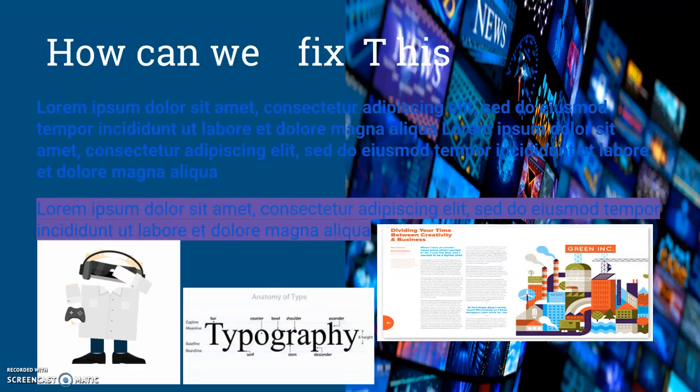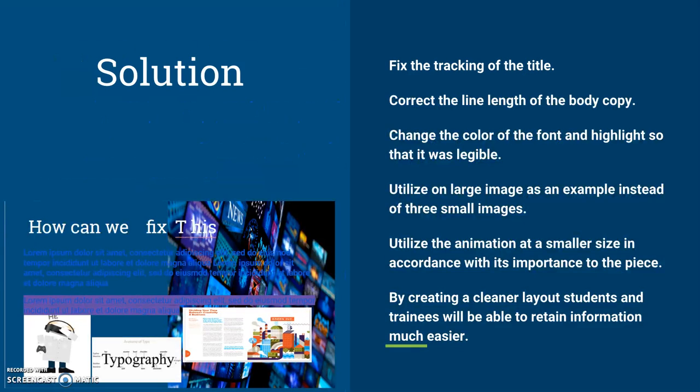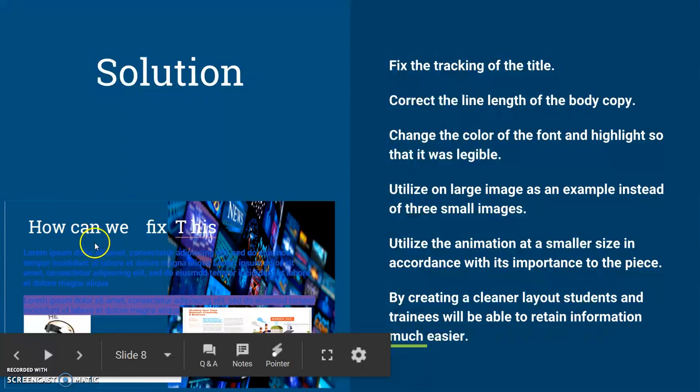How can we fix this image? I decided to put something together for you all to take a look at. I'll give you a couple seconds to take a look at it first. All right. Solution. So to fix this, we can fix the tracking of the title, like we see here. We can correct the line length of the body copy because this is far too long.